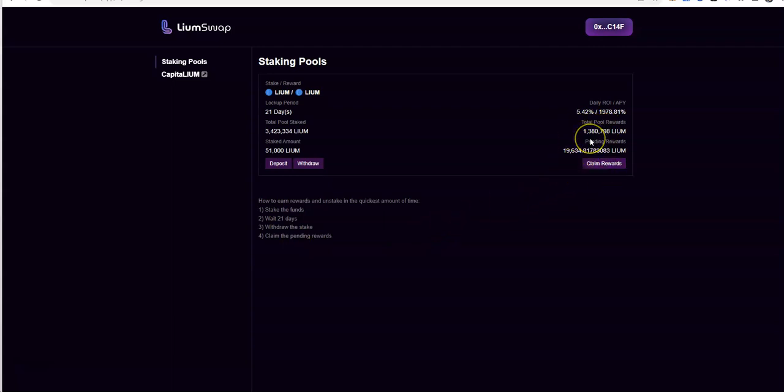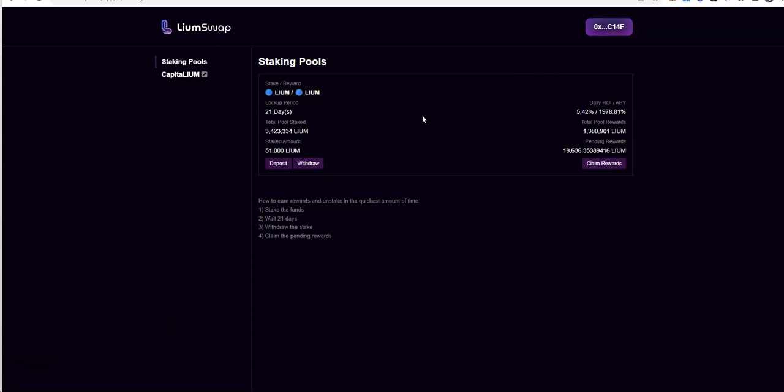Total pool rewards so far, total pool staked, and total pool rewards, and you can see what's being earned. 5.42% daily ROI, which is not bad. 5% daily, pretty good. So 51,000 staked, and so far I've earned 19,635. That's really not bad at all. I've already earned nearly half. Wow, that's pretty good.